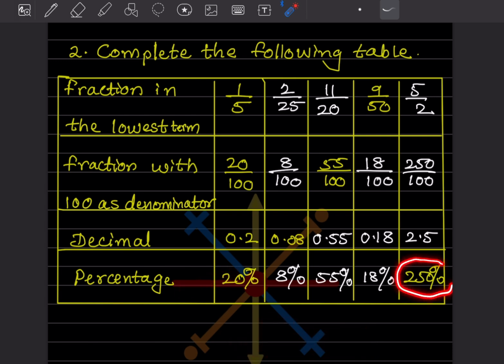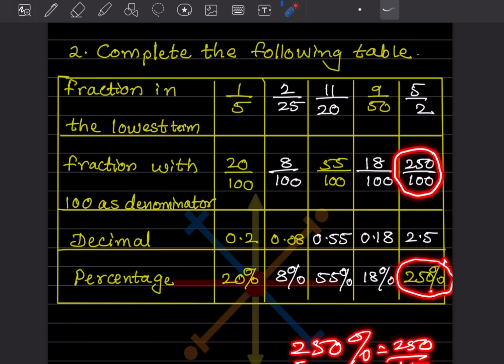Now here 250% is given. So what will you do first? From this one we can write here 250% means we have to make it to fraction. From percentage to fraction means that will be 250 divided by 100. So you are going to write here 250 divided by 100. So now what will you do? After getting this, we can make it to decimal. There are many ways. One of the ways is this one. So 250 divided by 100, so this will be 25 by 10. So that is going to be 2.5. So this will be 2.5.